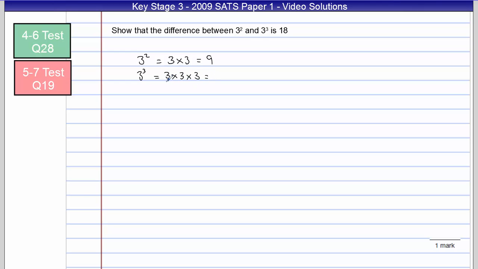3 times 3, that gives us 9. Times that by 3, we get 27. And 27 subtract 9 gives us 18. So 3 cubed minus 3 squared is 18.